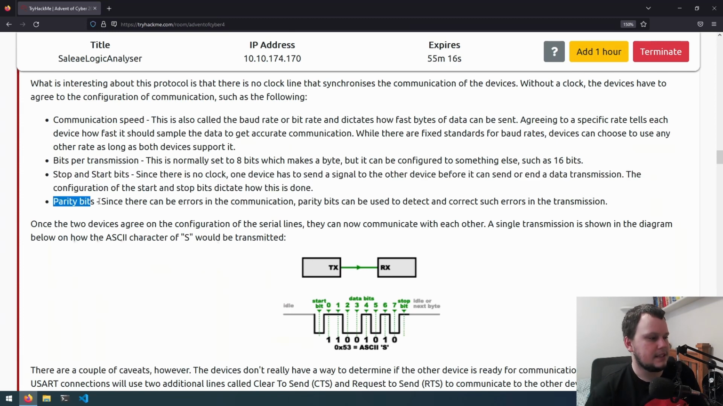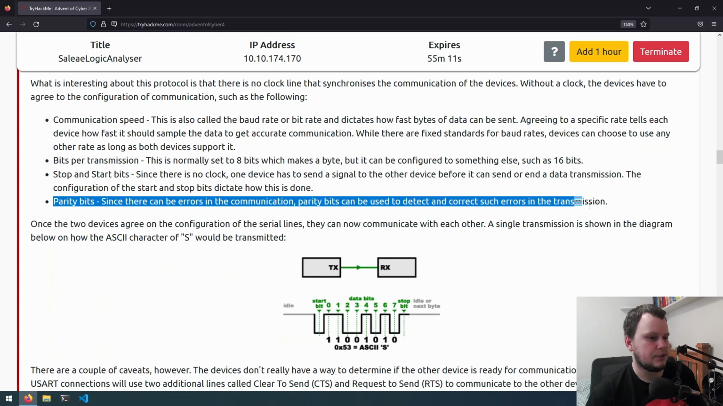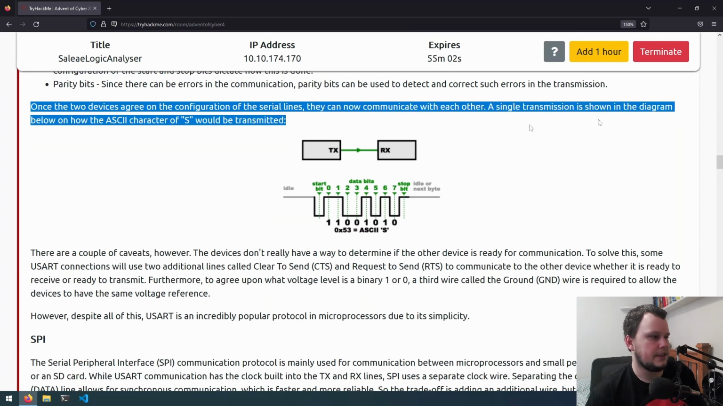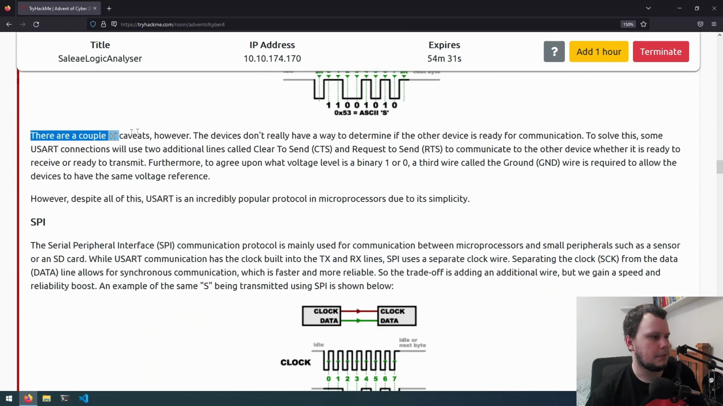Parity bits. Since there can be errors in the communication, parity bits can be used to detect and correct such errors in the transmission. Once the 2 devices agree on the configuration of the serial lines, they can now communicate with each other. A single transmission is shown in the diagram below on how the ASCII character of S would be transmitted. There are a couple of caveats, however.